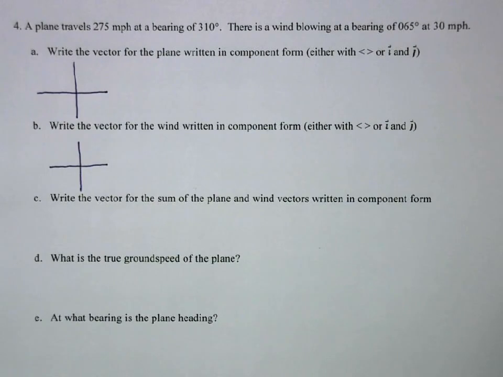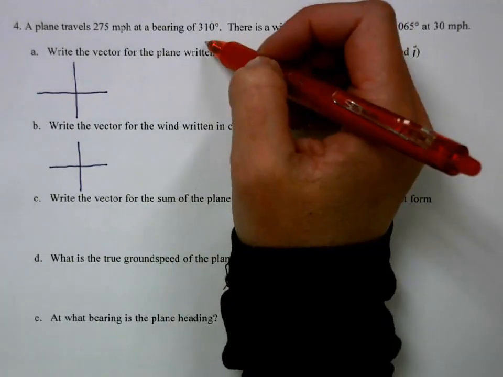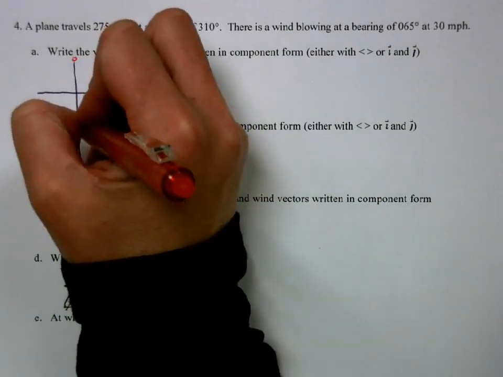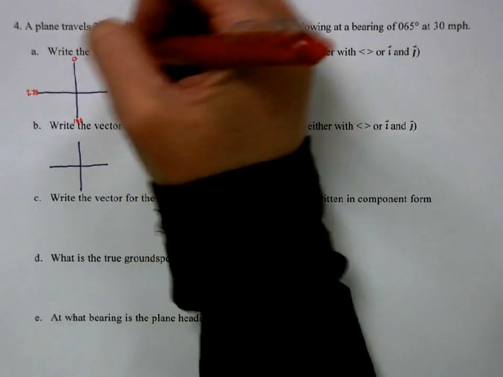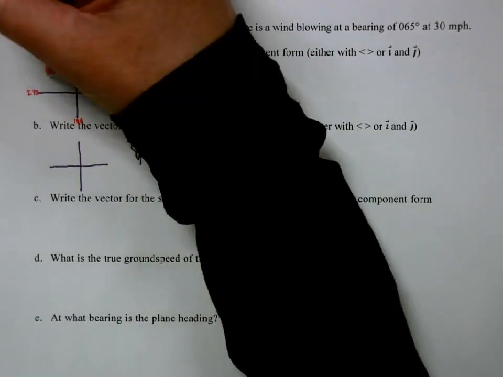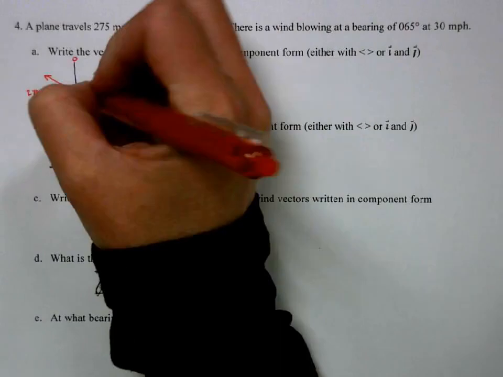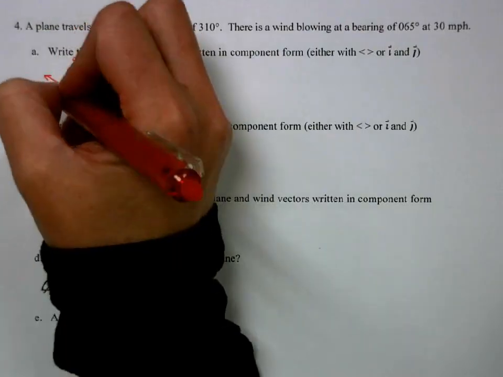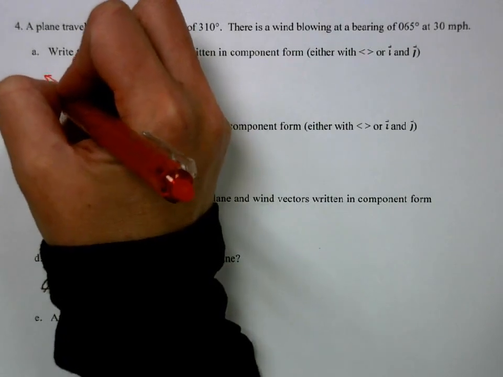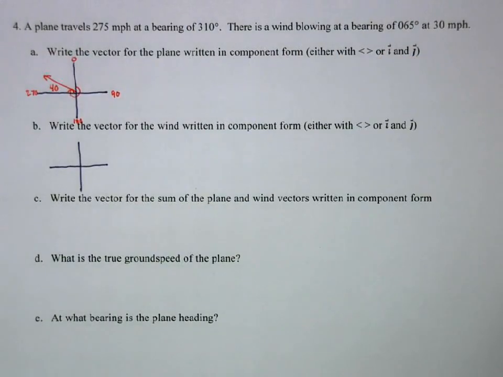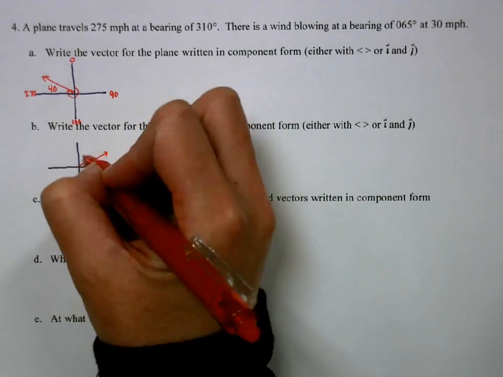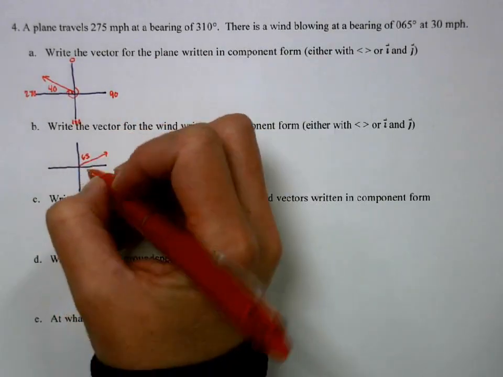Okay, so we have a bearing of 310. So bearings, due north is 0, that's 90, 180, 270. So 310 is going to be over here. What we're interested in is the reference angle. So this is going to be 40, because it's going to be 40 degrees past there. For the wind, it's at a bearing of 65. So 65 is going to be like here. The reference angle that we need is 25.